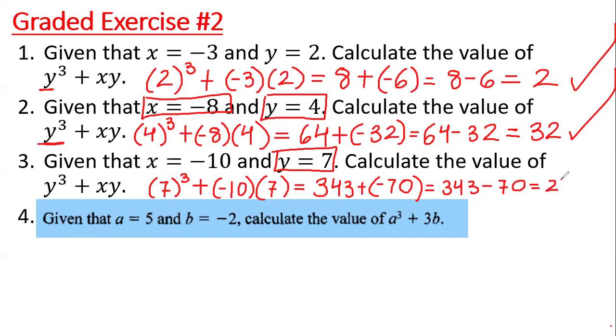Good, 273. Did anyone else get this correct? Yes, sir. Very good. That's the only one I got right so far. Because I was close with the first two. Okay. All right, next.